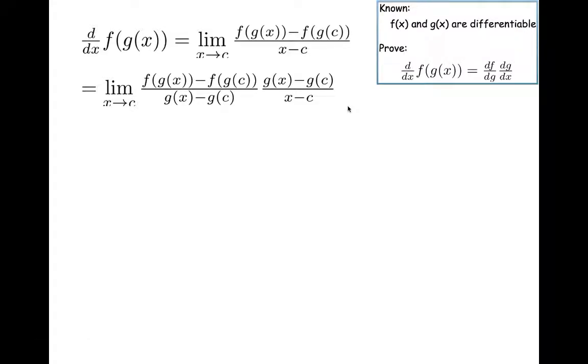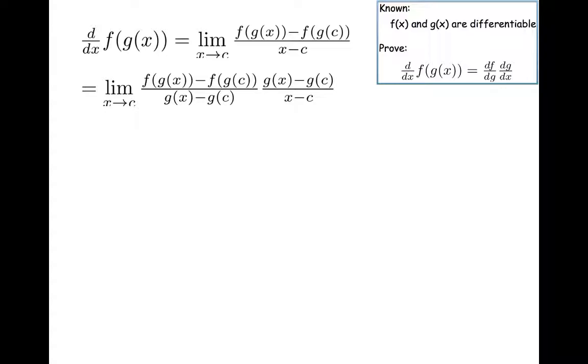So now I'm sure you can see where we're going, right? Because this right here, limit as x approaches c, or rather as g of x approaches g of c, should be the alternate definition of the derivative of f with respect to g, and this piece over here, limit as x approaches c of g of x minus g of c divided by x minus c, is the alternate definition of the derivative of g of x with respect to x. So that's where we're going.